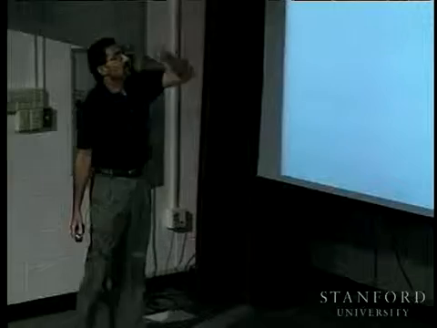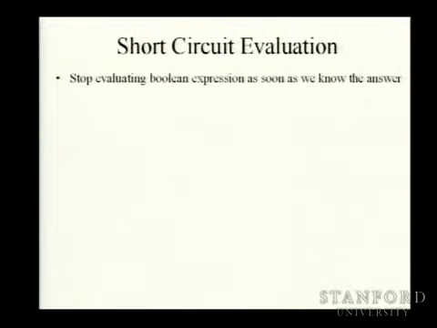Trust me. Short circuit evaluation, we actually stop evaluating Boolean expressions as soon as we know the answer. What does that mean? Okay, so let's consider something like this. P, which is a Boolean, equals 5 is greater than 3 or 4 is less than 2. Well, you know what? 5 is greater than 3, so as soon as we evaluate that part, that's true. True or anything is true, right? It doesn't matter what the value of this guy is because we already got a true, and true ORed with anything is going to be true.